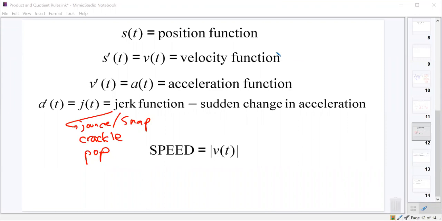But what we need is the derivative of pop. What's the derivative of pop?